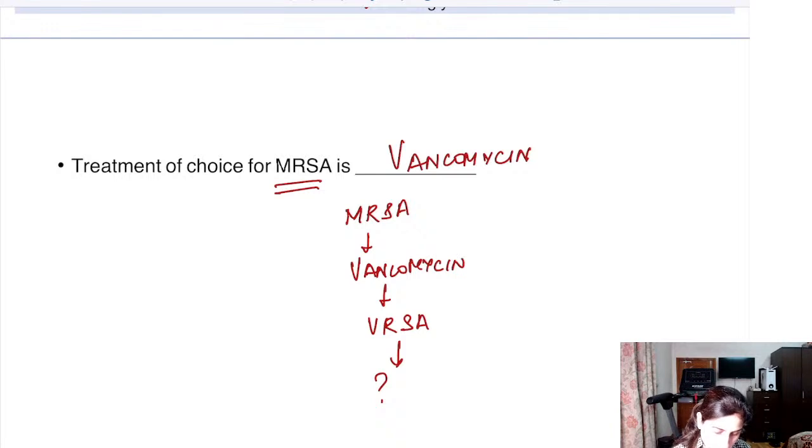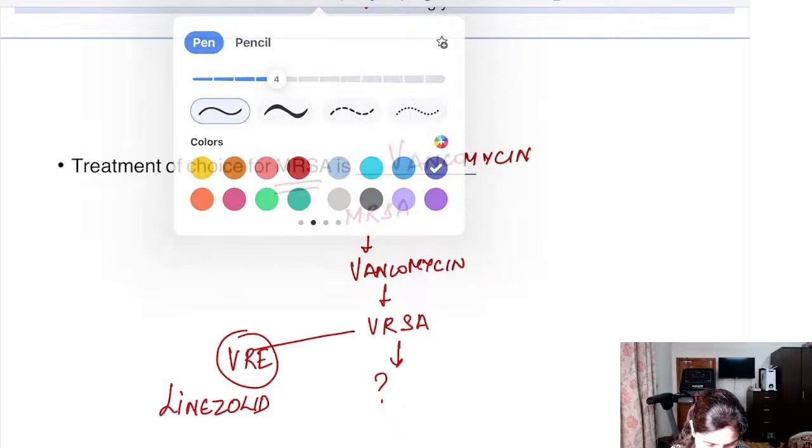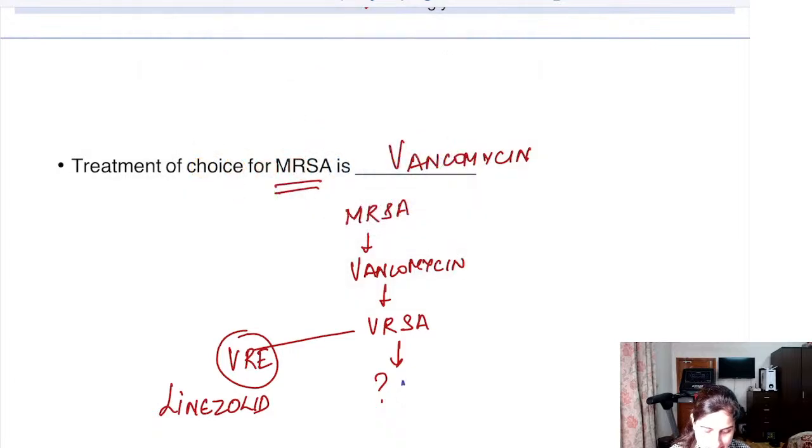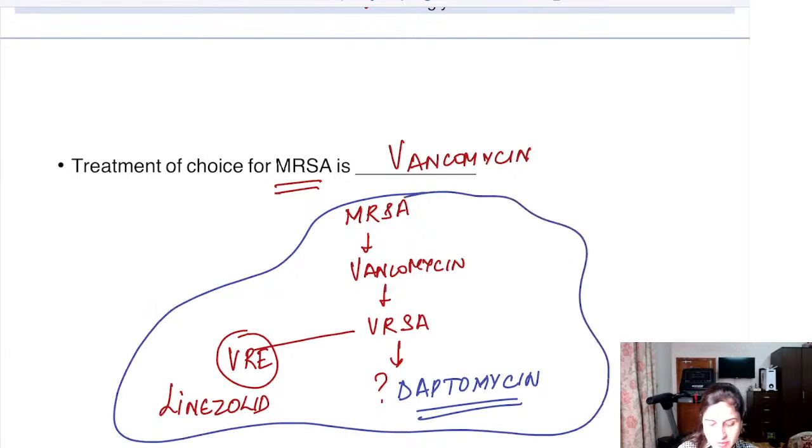No, linezolid is for VRE. Drug of choice for VRSA. Sin. It is very good. Yes, daptomycin. ठीक है? So ये remember, ये चीज़ ये याद रख लेना. MRSA के लिए vancomycin, and if there is VRSA, there is a daptomycin there. ठीक है? उसको डांटने के लिए. And VRE के लिए we have linezolid.